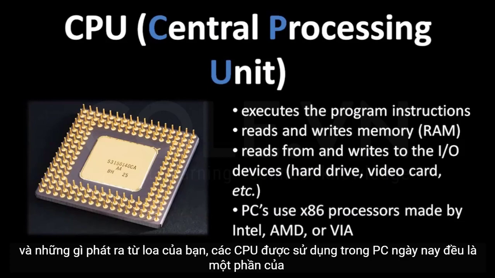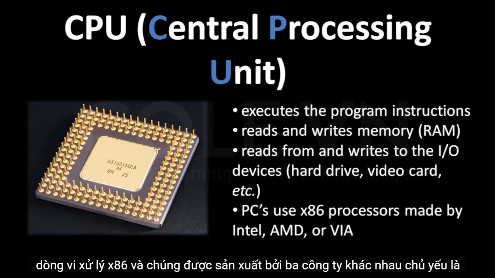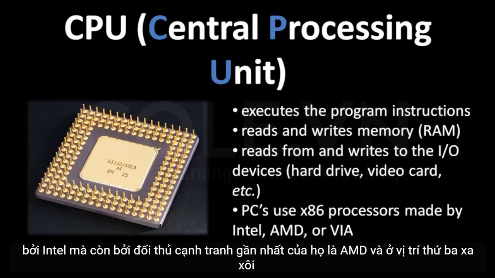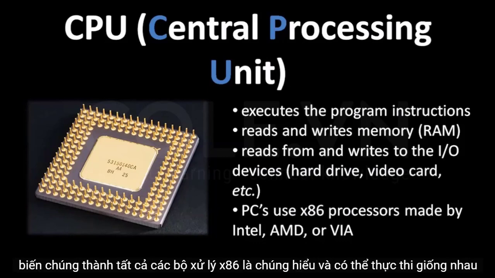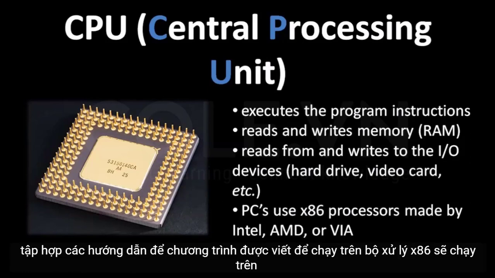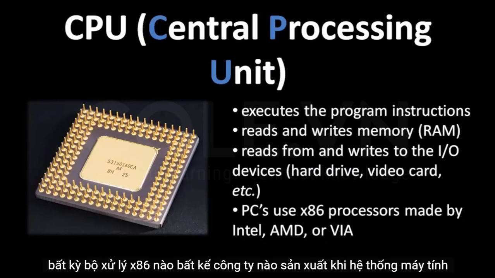The CPUs used in PCs today are all part of the x86 family of processors, and they're made by 3 different companies, mostly by Intel, but also by their nearest competitor, AMD, and in distant third place, VIA. There are many, many different actual models of x86 processors, but what makes them all x86 processors is that they understand and can execute the same set of instructions. So a program written to run on an x86 processor should run on any x86 processor, no matter which company makes it.